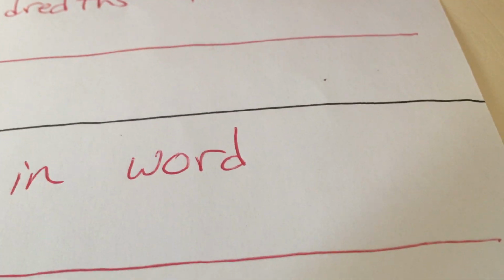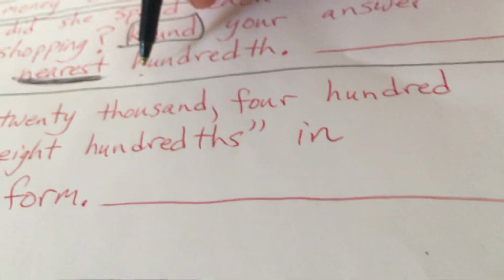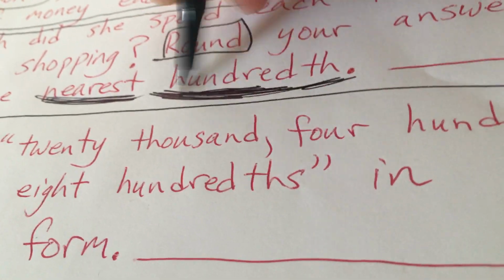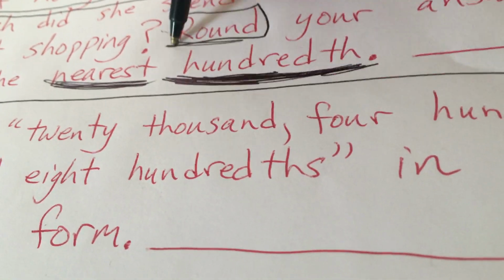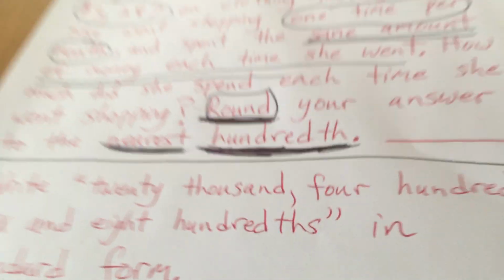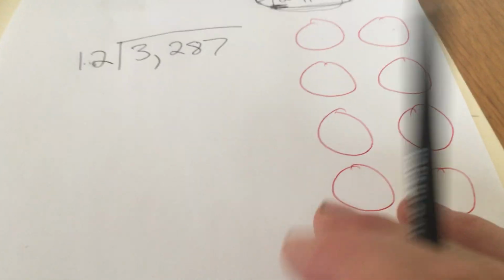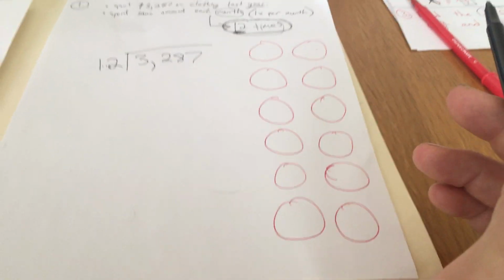Okay, then very carefully at the end, we need to make sure we round our answer to the nearest hundredth. So I'm really going to underline that extra to make sure that I don't forget that. All right, bring that out. See how now it really pops out to my attention when I go to put my answer there. Okay, so $3,287 divided by 12 equal months.